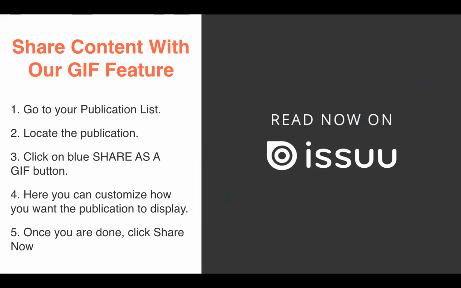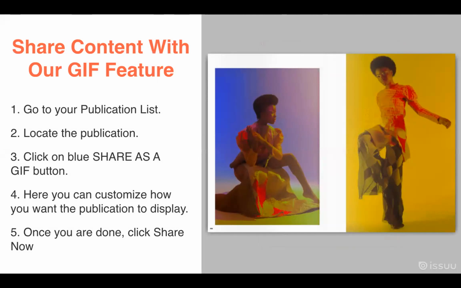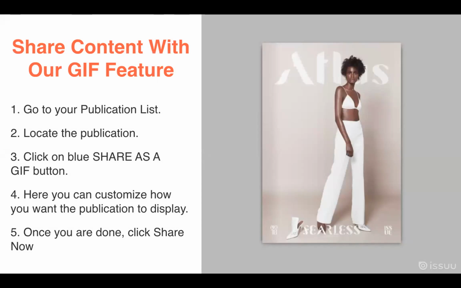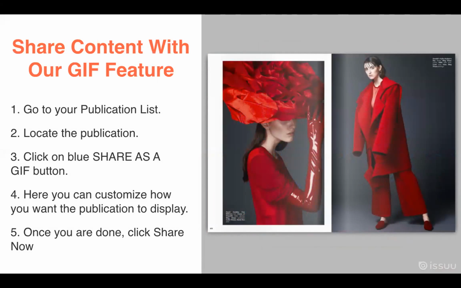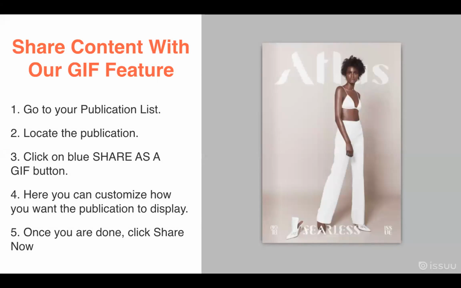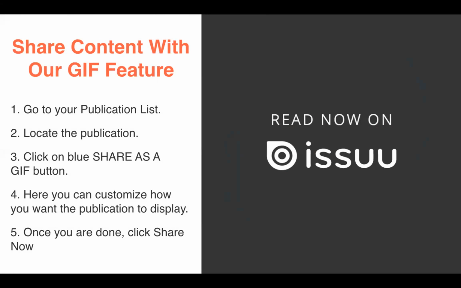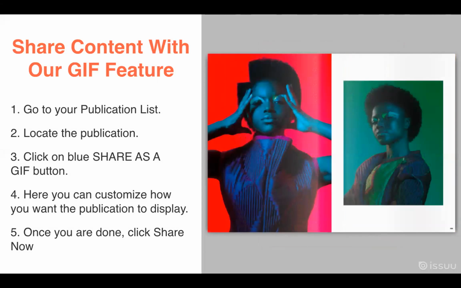So the first of our newer social tools that we're going to go over is our GIF feature. So GIFs are a short animated video of your publication that can be shared on social media. On Issuu, you can create one by choosing up to 5 pages from your publication, and then the GIF is actually 900 by 900 pixels.